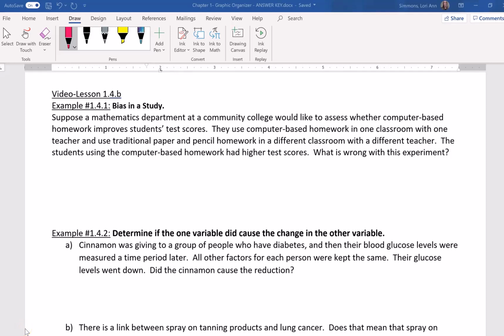Let's now look at some examples. So this first example is bias in a study. Suppose a mathematics department at a community college would like to assess whether computer-based homework improves students' test scores.